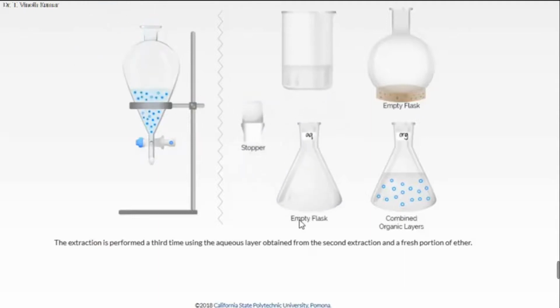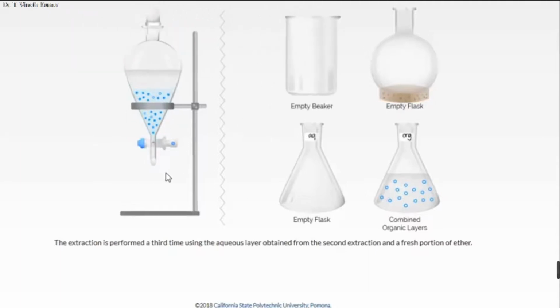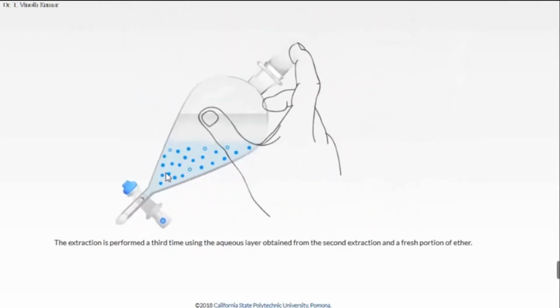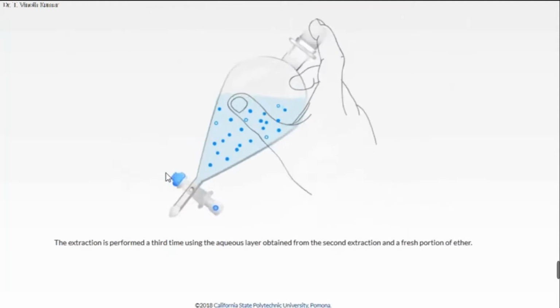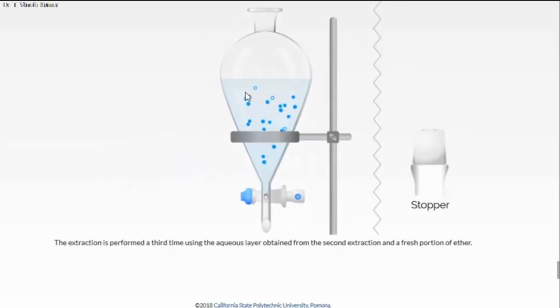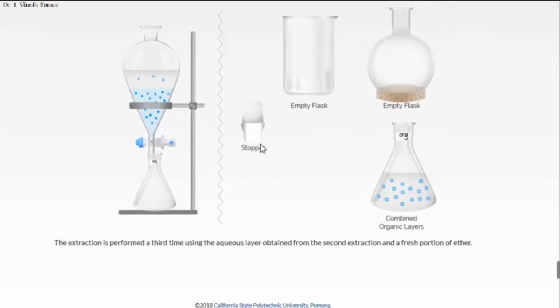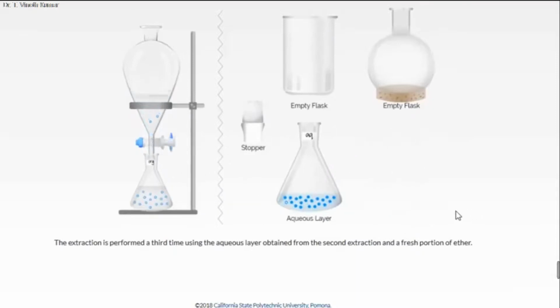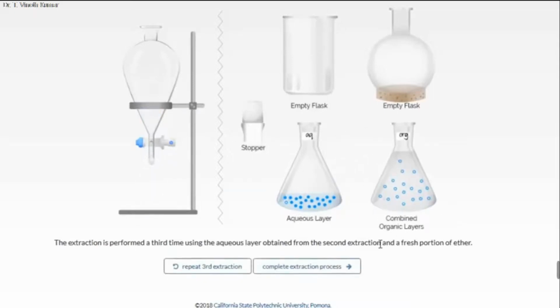Okay, so we're going to do a final third extraction, pouring the aqueous back in with another fresh portion of ether, trying to get this last little bit of our desired compound into the organic layer. So we're going to mix to achieve equilibrium, remove our stopper, and again, hopefully we're not forming an emulsion and these two layers separate nicely. We could drain our aqueous layer and then add the organic. Notice we're now describing this as our combined organic layers. So all of our organic extracts we're going to add back into the same flask so that we have all of our desired compound here.